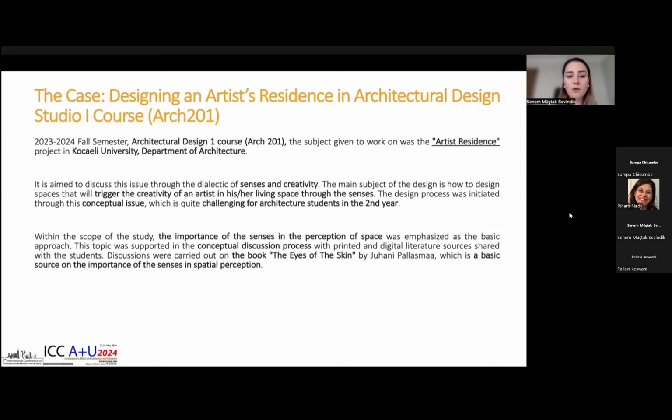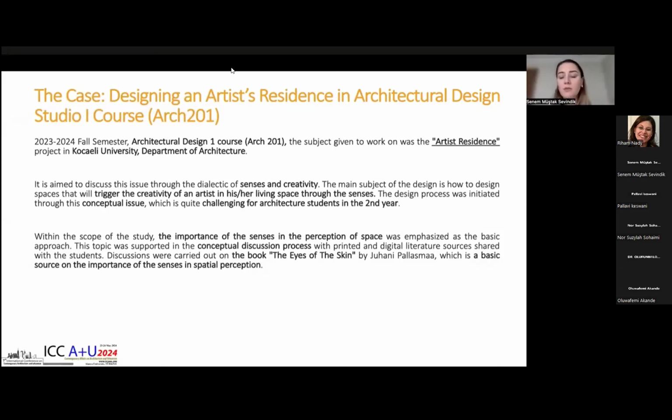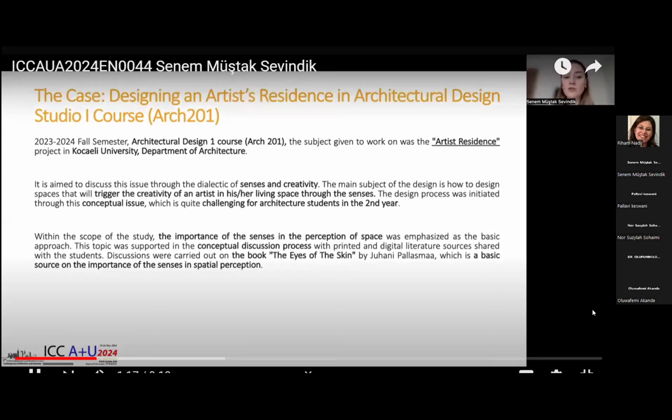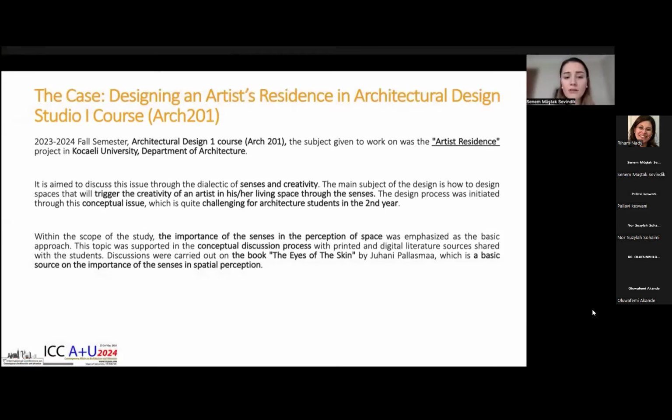This topic was supported in the conceptual discussion process with print and digital literature sources shared with students. Discussions were carried out on the book The Eyes of the Skin by Juhani Pallasmaa, which is a basic source on the importance of the senses in spatial perception.